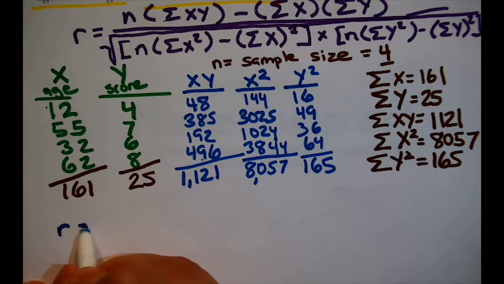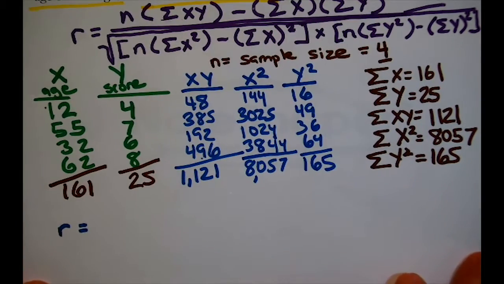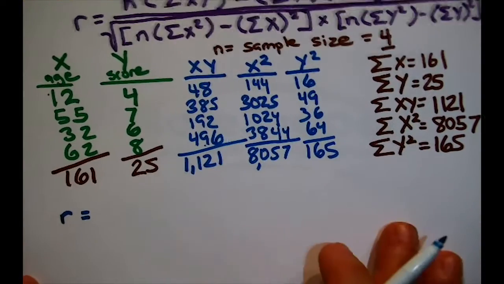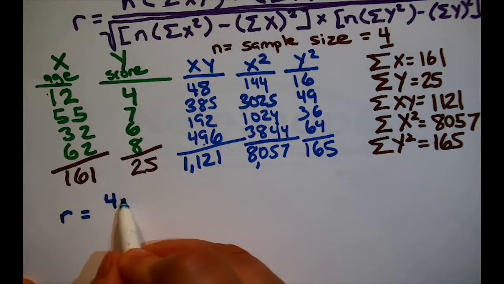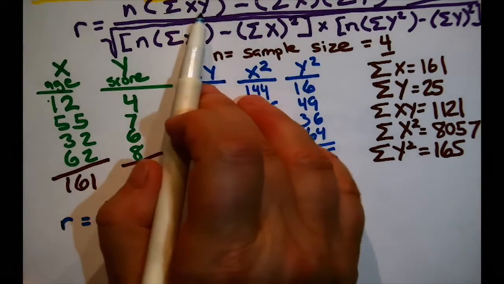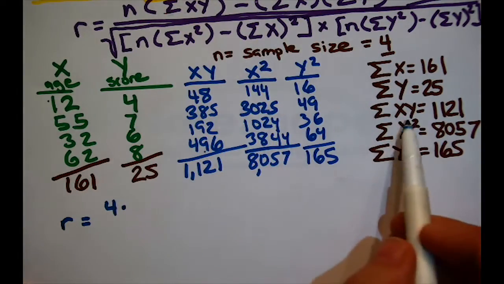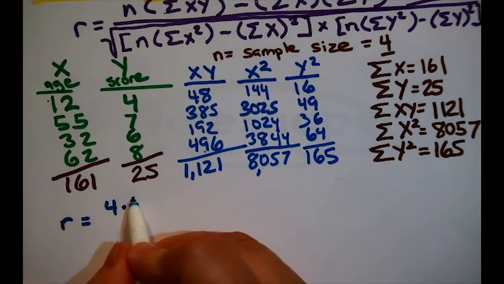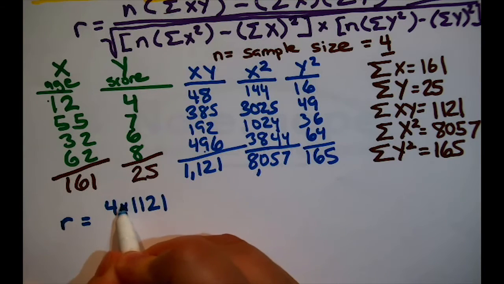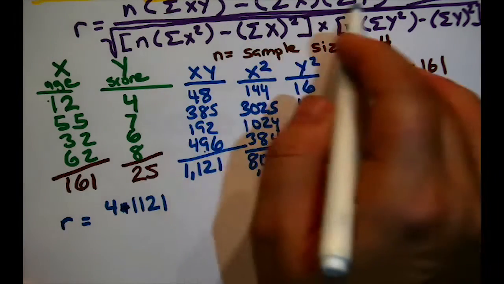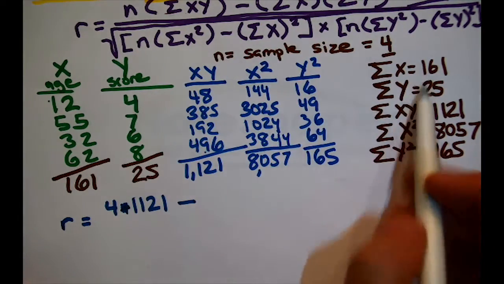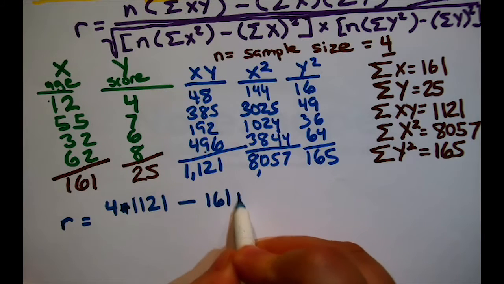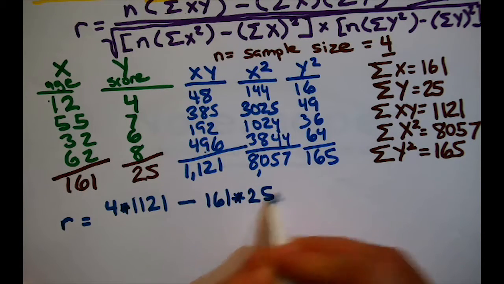Rho, lowercase r, traditional symbol for the correlation coefficient, is n, which is 4, times the sum of x times y. Okay, sum of x times y, remember over here was 1,121. Here, I'll make a little star for multiply. Got to multiply those. I'm just settling things into place. Minus the sum of x times the sum of y. Okay, they're over here, so minus 161 times 25. That's just the top.